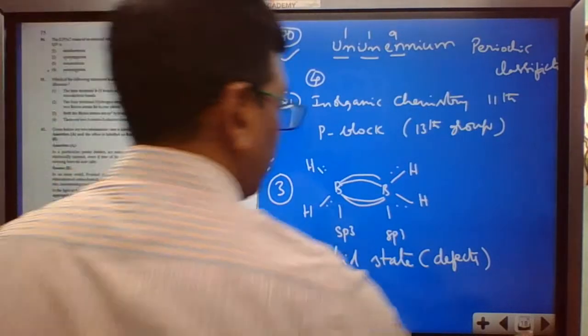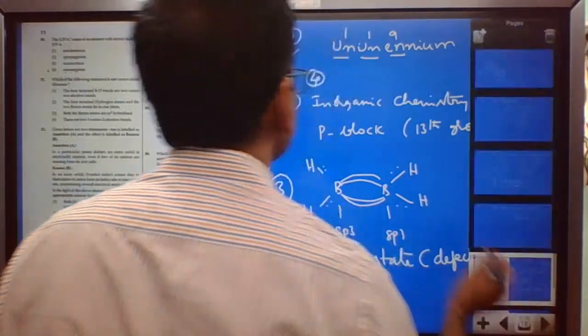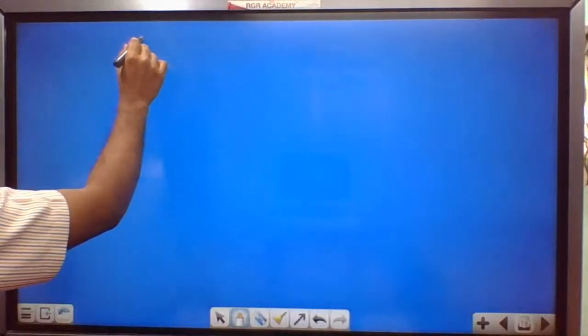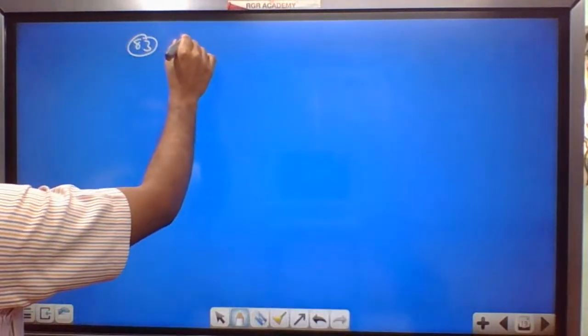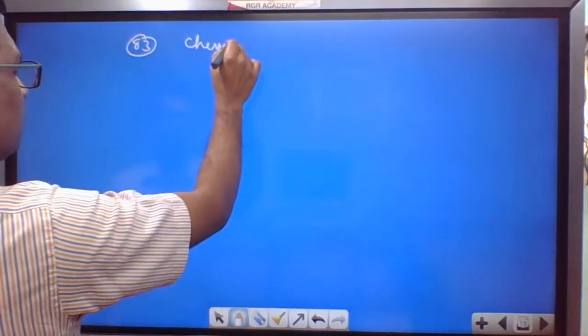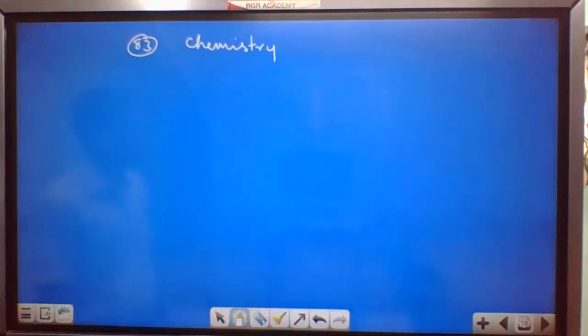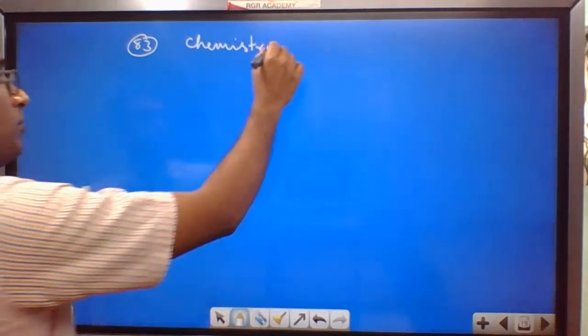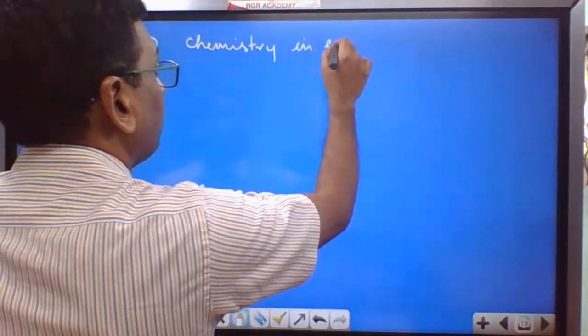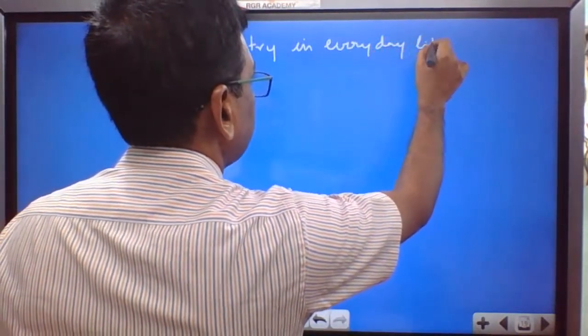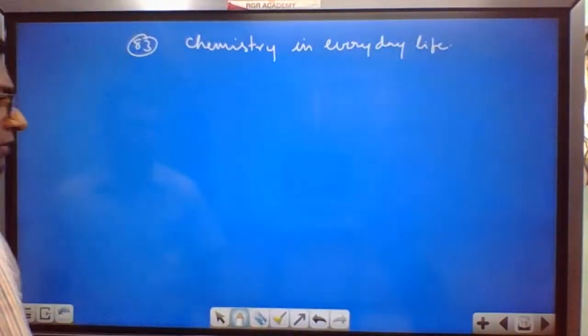Next, let us move to the 83rd question. This is given from matching. It is given from chemistry in everyday life. I have already seen one question given from polymers. The other question they gave is from chemistry in everyday life. This is a matching question.